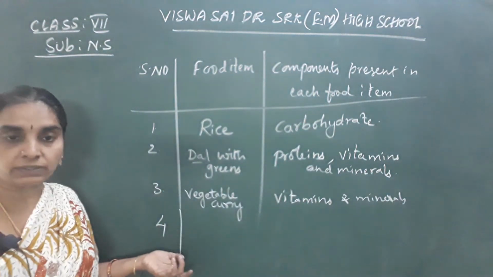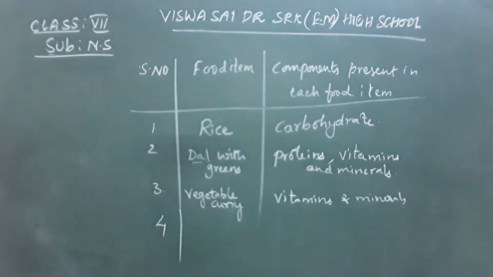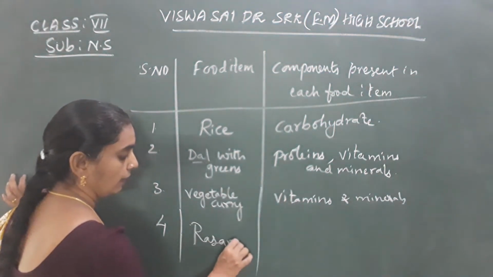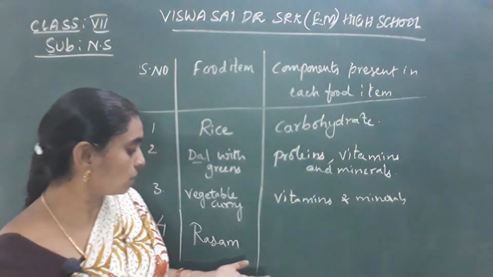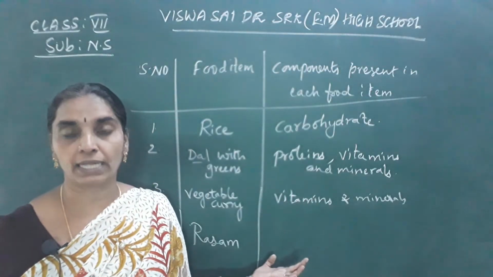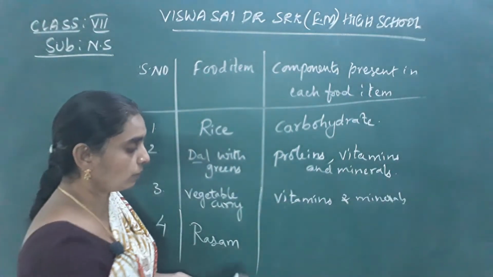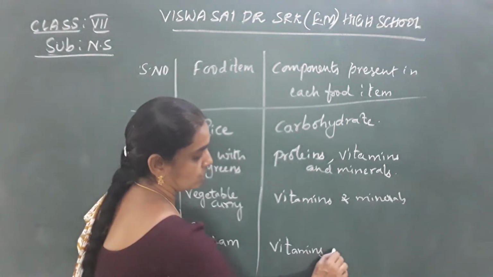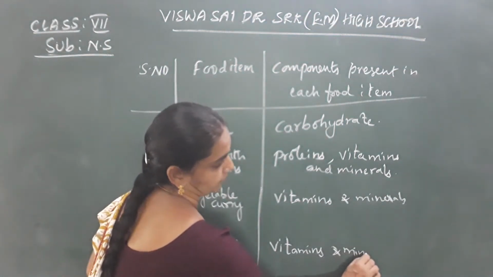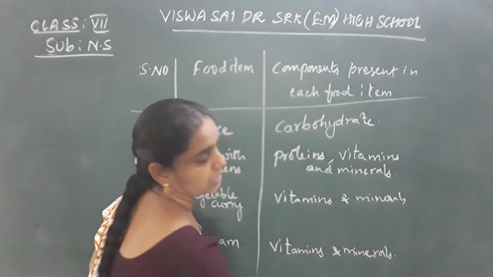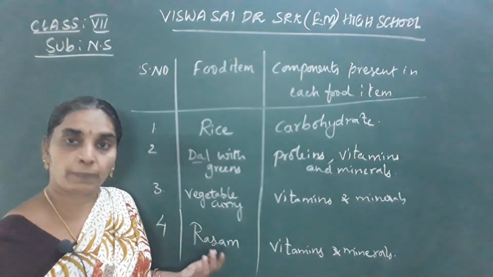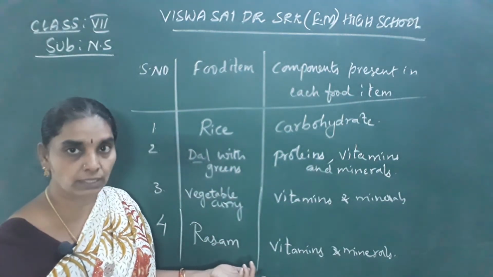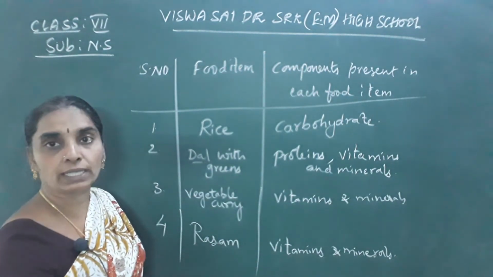Next, any rasam you may include in your diet. Through which items is the rasam being prepared? You know it, like tamarind pulp, isn't it? And all the other spices are added to it to add flavor. So it contains the tomatoes and all. So it adds vitamins and minerals to our diet. If the dal is added to the rasam, then you can add protein content also to it. Like that you can add it.